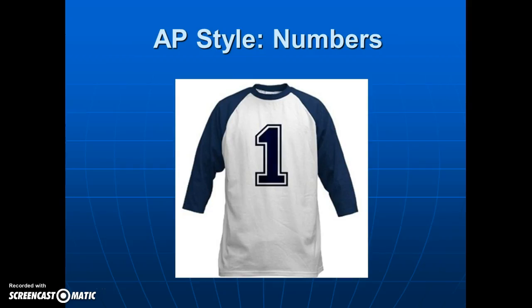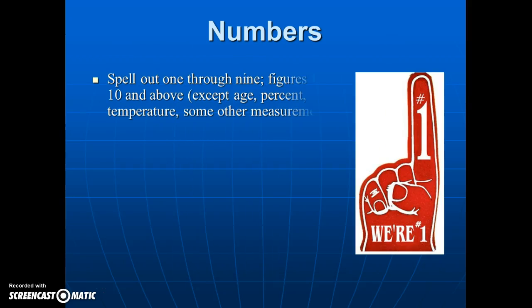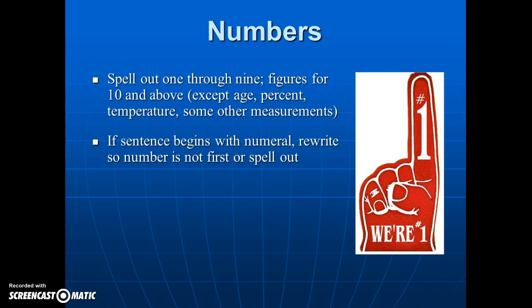Okay, welcome to AP Style on numbers. We're going to spell out 1 through 9 in general, referring to a count of things. And we use figures for 10 and above. So that's going to be a little bit different than a Chicago or MLA style if you're used to it. The exceptions are when we have certain numbers or measurements: age, percentage, temperature, and some other ones that we'll mention.